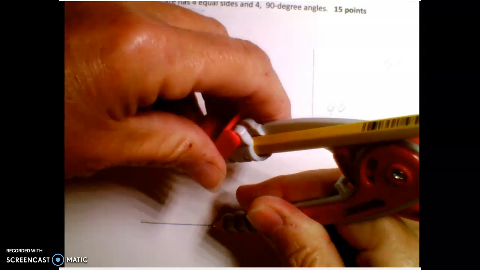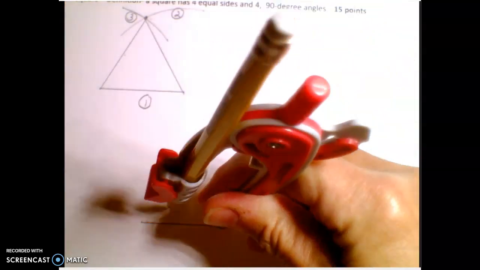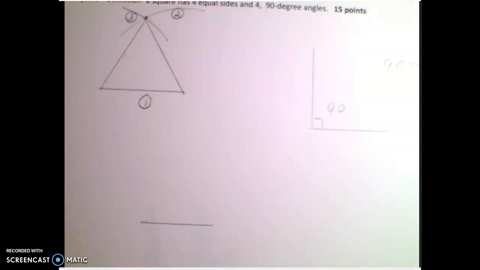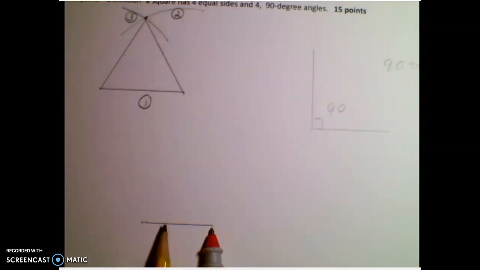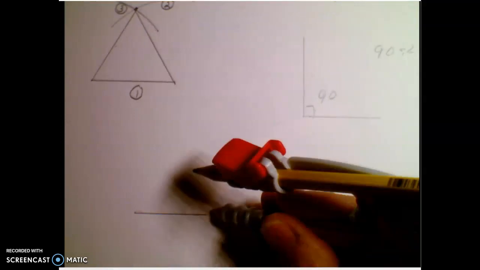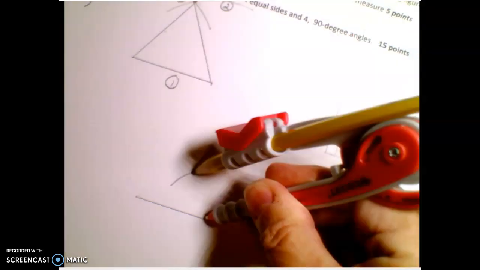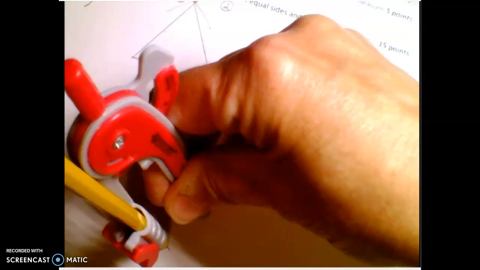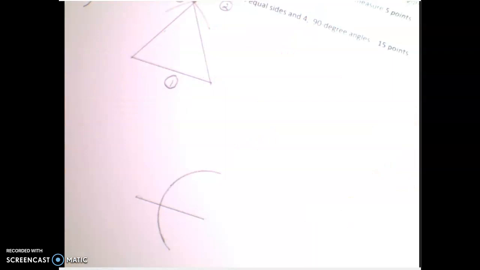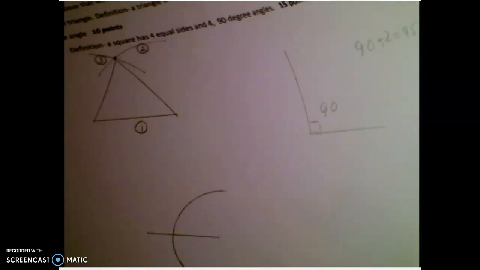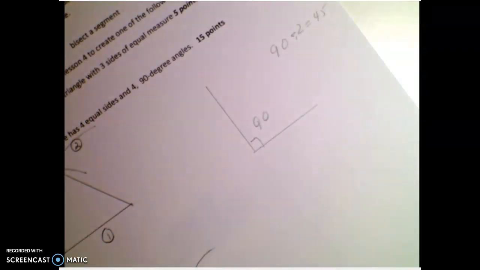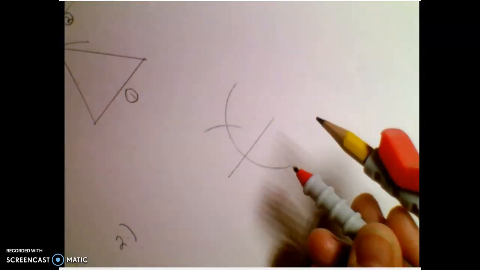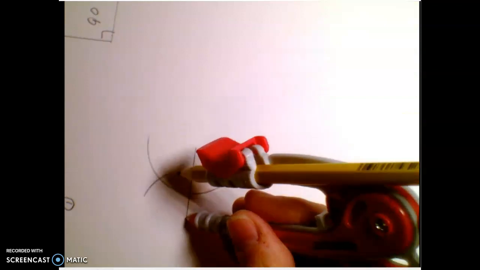And I'm going to open my compass a little past the halfway point. So you can see that's a little past the halfway point. And I'm going to make an arc mark above. And I'm going to make an arc mark below. I can connect it if I want to, just go all the way along if I want. And I'm going to do the same thing from the other side. So I'm coming over here and making one above. Whoops. So sorry about that. And one below.